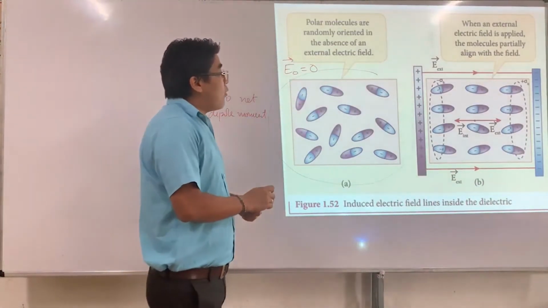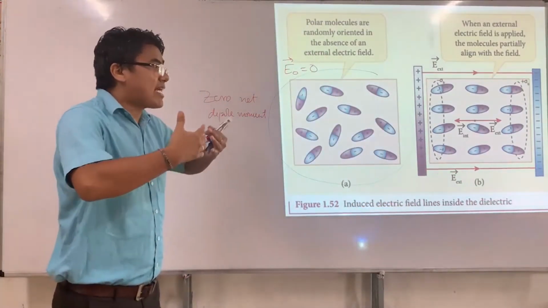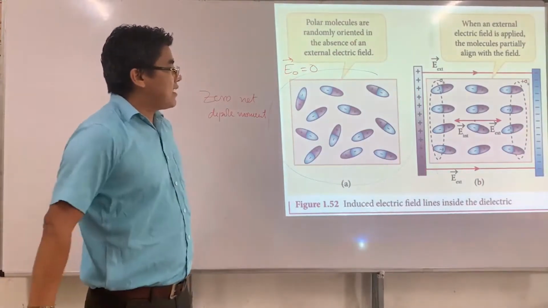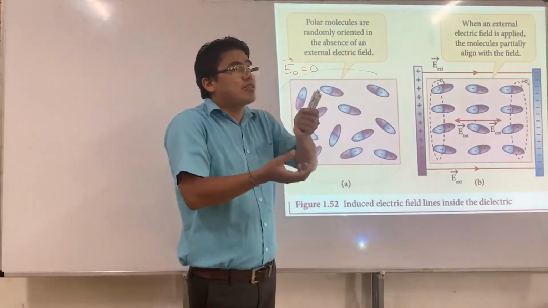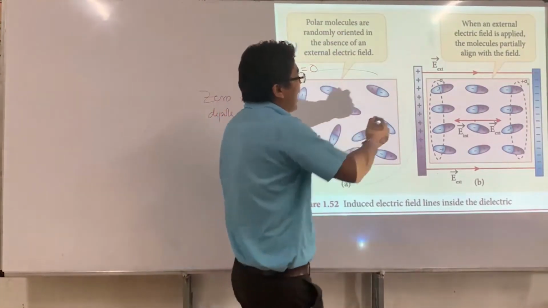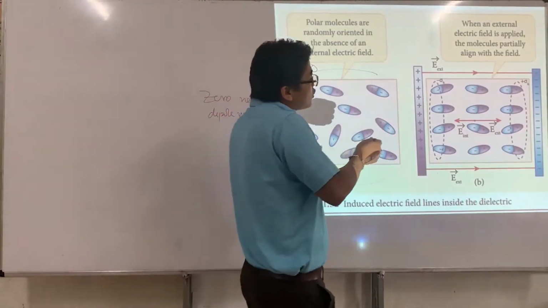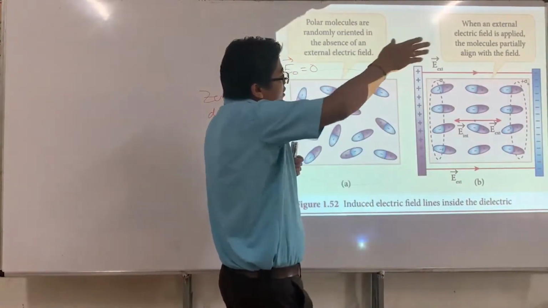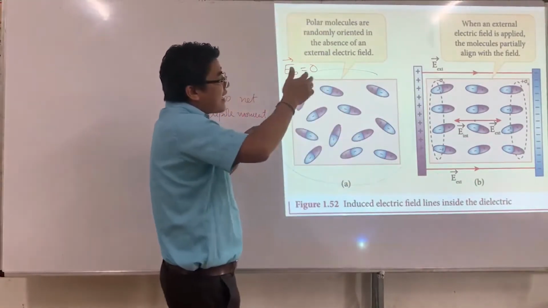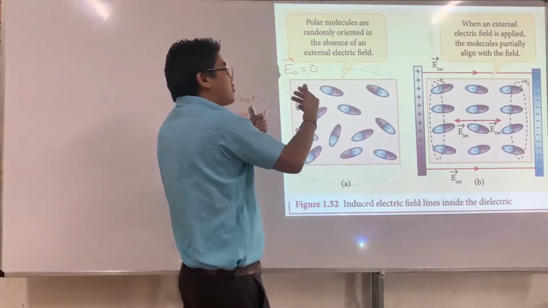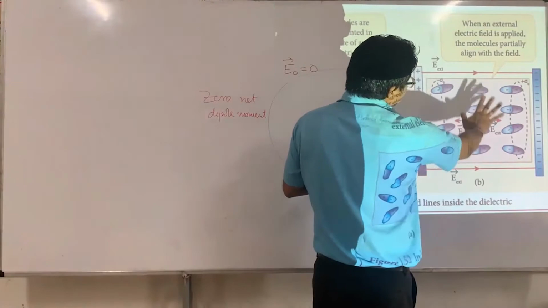All right. Now, when an external field is applied, a reorientation takes place. Each molecule aligns itself such that the positive charge goes to the negative side. The positive charge tries to align along the electric field, and the negative charge tries to align opposite to the external electric field.